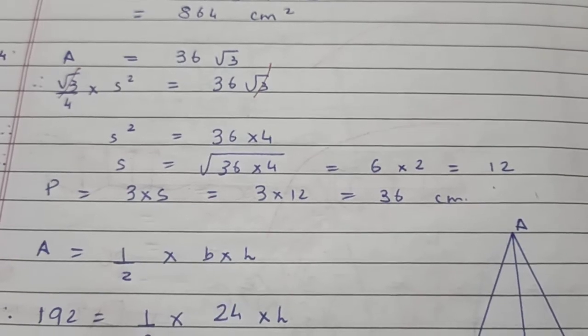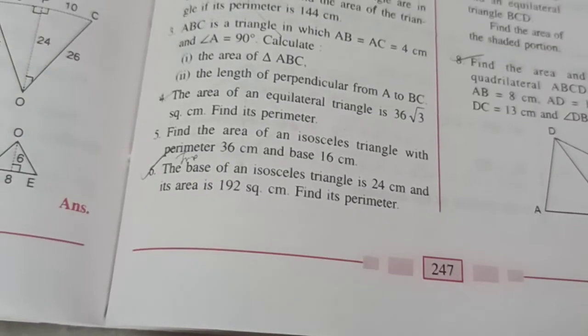Now in the sixth sum, the base of an isosceles triangle is 24 and the area is given. Find the perimeter. Mark this as an IMP sum.